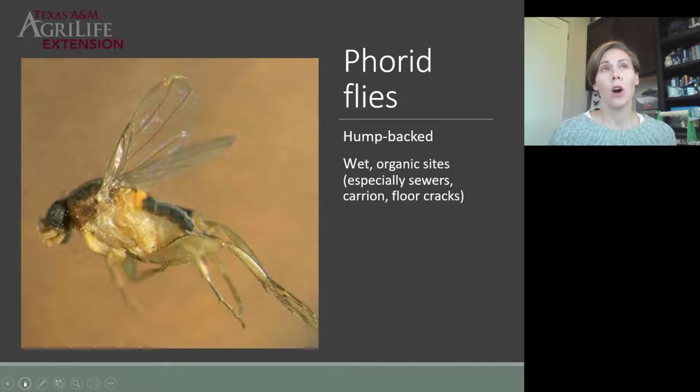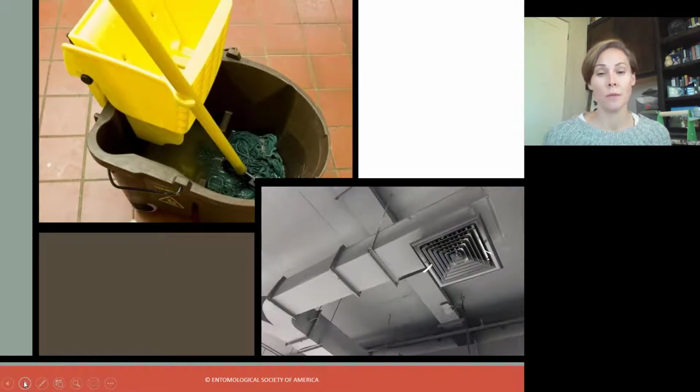Phorid flies look significantly different from moth flies. They're kind of humpbacked when you look at them from the side. They're small, gnat-like things, and when you look under a microscope or hand lens, they have very few veins on their wings. They like very wet organic sites. They especially love sewers. They can also lay their eggs in carrion, and they like floor cracks. There are many situations where somebody has a leaking AC duct, and these will be found in the bathroom where that is building up, especially in new construction for some reason.